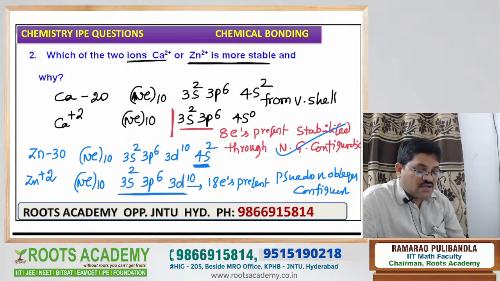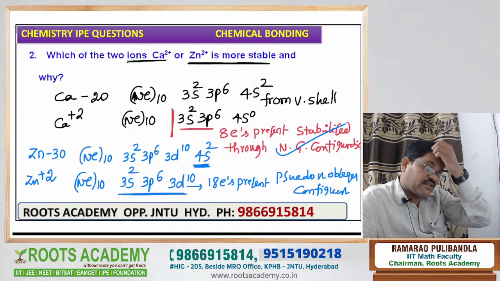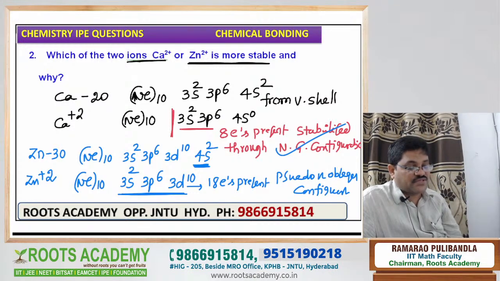What is pseudo noble gas configuration? Presence of the 18 electrons in the valence shell, that is called pseudo noble gas configuration. Understood the difference? One of the excellent statements.